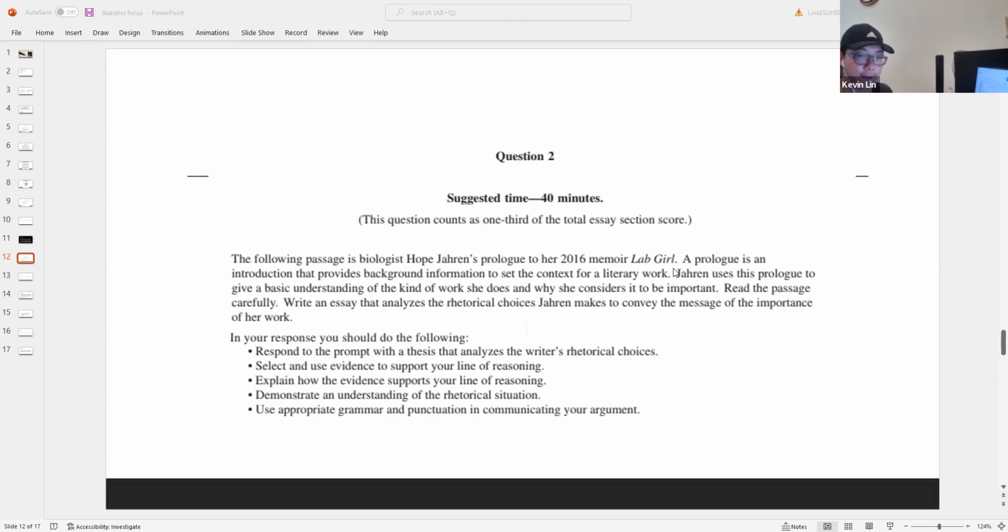Why begin like this? Jahren uses this prologue to give a basic understanding of the kind of work she does and why she considers it to be important. Read the passage carefully. Write an essay that analyzes the rhetorical choices Jahren makes to convey the message of the importance of her work. Super simple. Don't overcomplicate rhetorical analysis. Each time there's only a single task from these writers usually. And in this one, she wrote this intro to really just say, hey, this is why my job is important. So how is she rhetorically doing that?